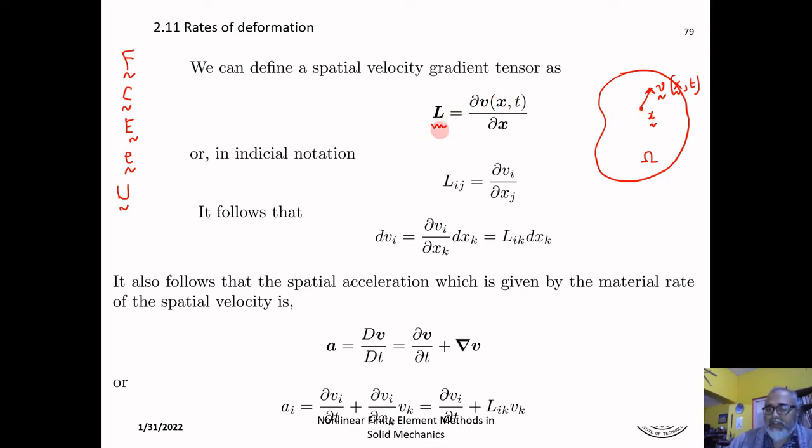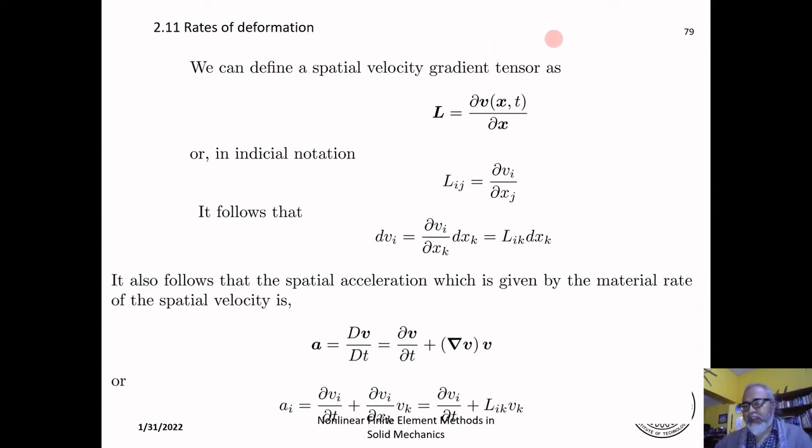So if I write it in indicial notation, Lij is this, and therefore dvi is Lik dxk. So this is the change in velocity if you move by a small distance dx. If I move from here to x plus dx, where this distance is dx, the velocity vector is v plus dv, and this quantity dv, as a mapping of dx, is given by L. So L tells me that if I move by a small distance dx, how much does the velocity of the point in the deformed configuration change by?